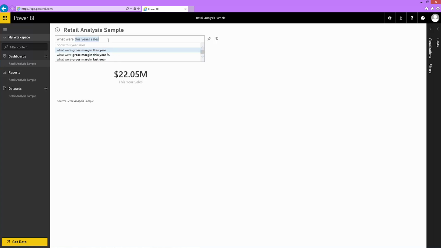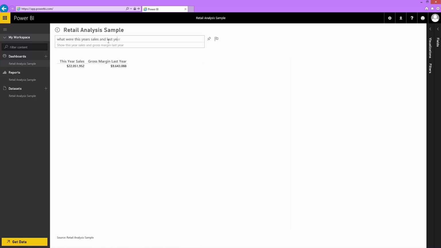I keep typing. And last year's sales. Notice the rephrasing in the dropdown. This is one way Q&A checks in with me to let me know how it's interpreting my question. And now Q&A shows me a table with both values.